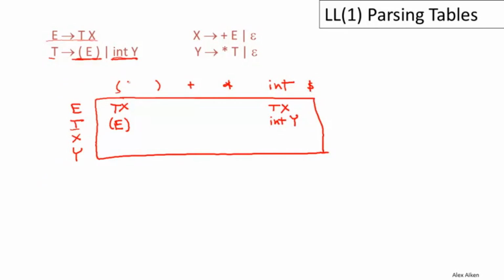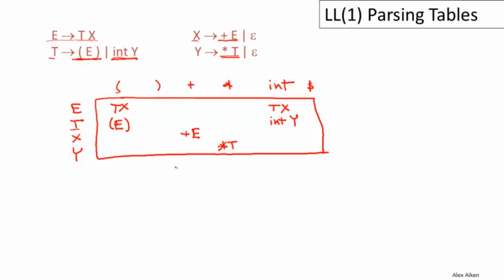Now we've covered these first three productions. Let's take a look at this production. When would we use X goes to plus E? Well, clearly the only thing in the first of the right-hand side is plus, and the symbol on the left-hand side is X. So in the X plus entry, we would want to expand by X goes to plus E. And similarly for Y, the first production involving Y: when Y is the non-terminal we're trying to expand and there's a times in the input, we would use the production Y goes to times T.